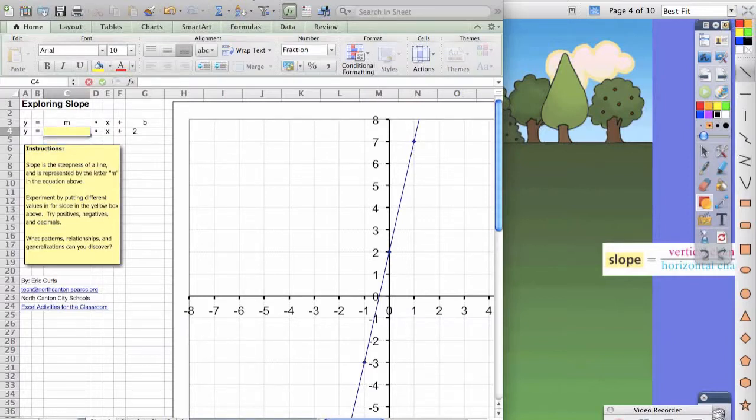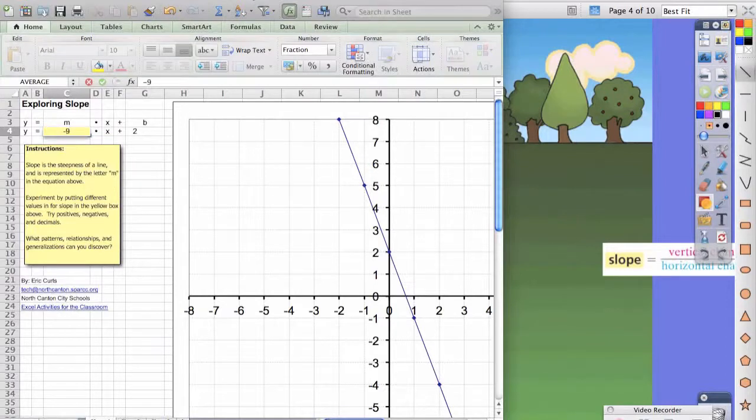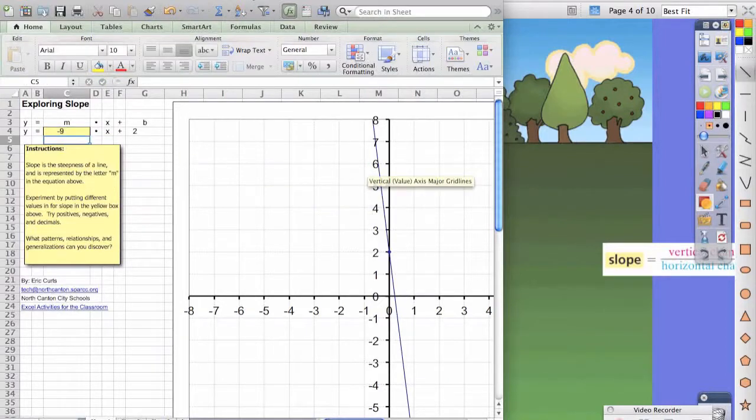Now, if we change it to a negative 2, for example, you'll notice that the line changes. Before it was going upwards, now it's going downwards. So if it's downwards, the slope is negative. Let's try another one, say negative 3. Notice that as the number increases in size, the graph's incline increases even more. So if we change this to negative 9, you'll see how quickly the line goes downwards. And if we change it to a positive 9, you'll see how quickly it goes upwards.